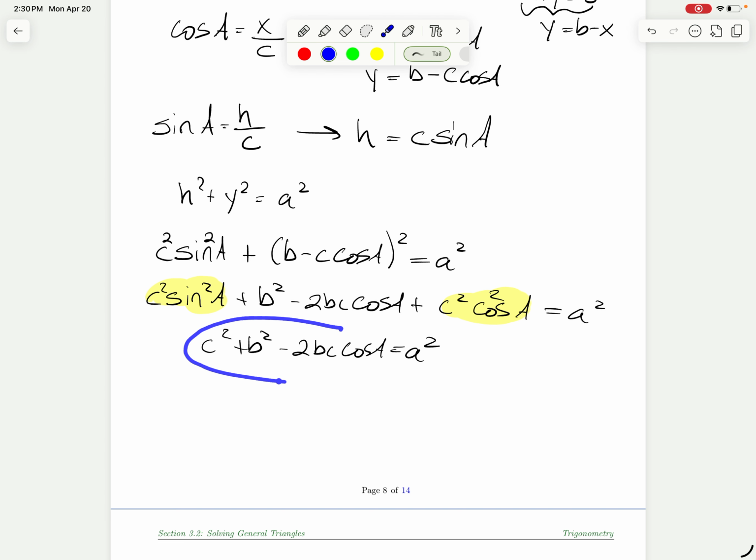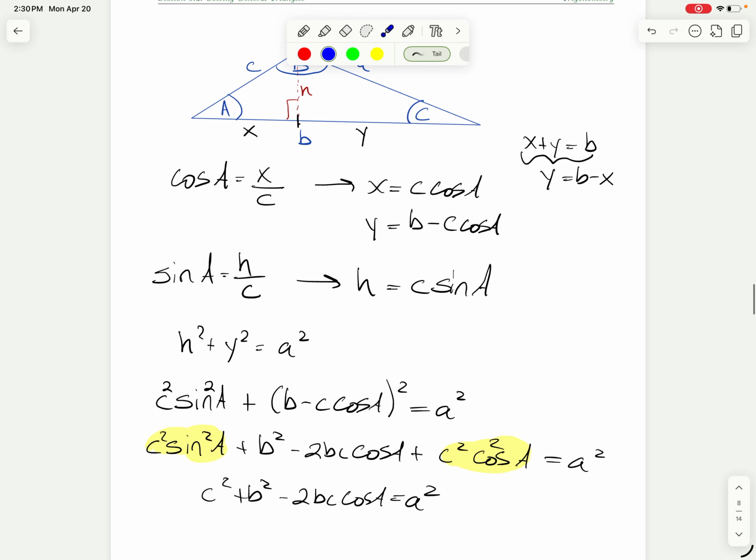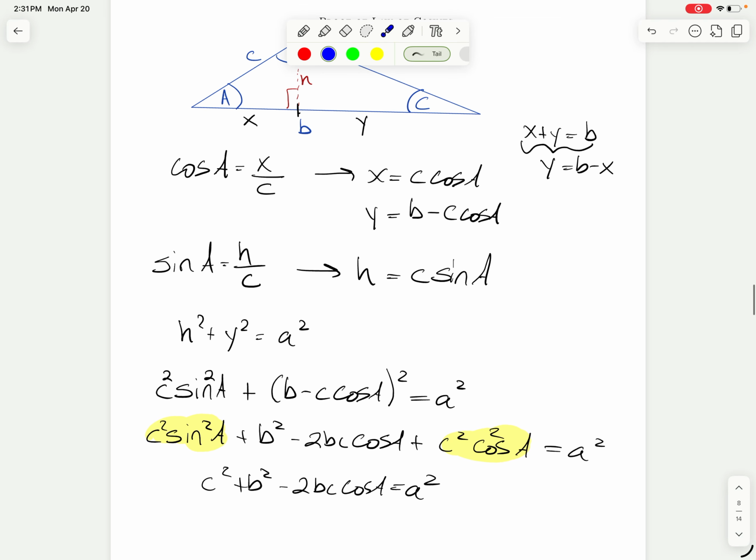And that is a version of the law of cosines. That's one of the three. And you play the same game for the other two. And that's how you do it.